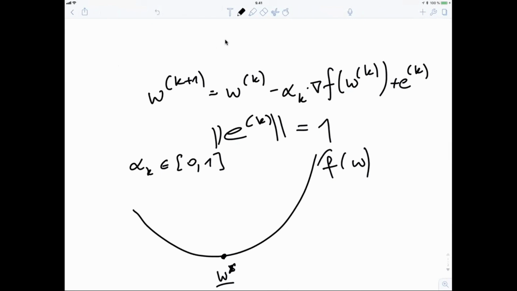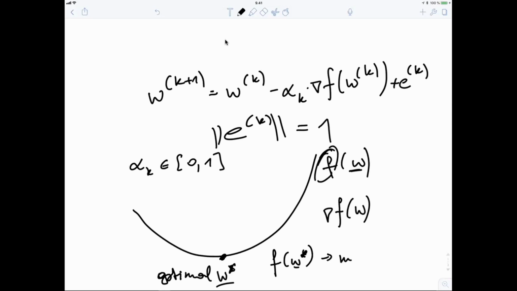So this f here is a convex function of some parameter vector, for example w. And we assume it is smooth, so we can compute the gradient. The gradient is well defined for each point, and it is also strongly convex. So this is to make sure that there exists an optimal vector w star such that f of w star is the minimum. So there's a minimizer.